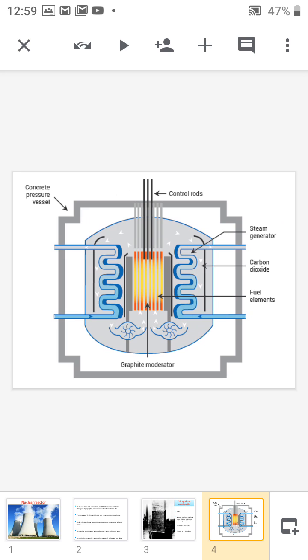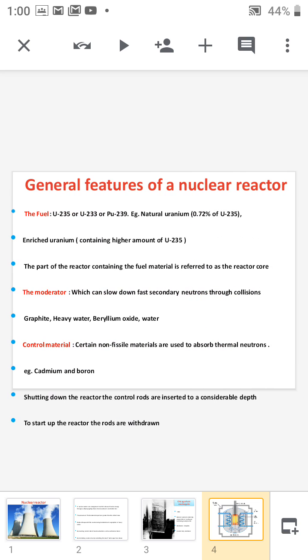Now, this is a simple diagram of a modern nuclear reactor. There are a lot of features of a nuclear reactor. There are 5 features. First one is fuel. Second one is moderator. Third one is control rod. The fourth one is reactor coolant. And the fifth one is shield. Now we are moving into the individual features in detail.